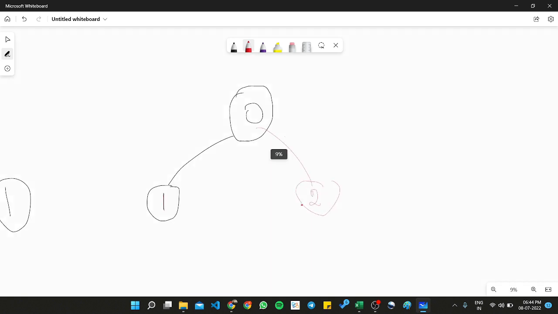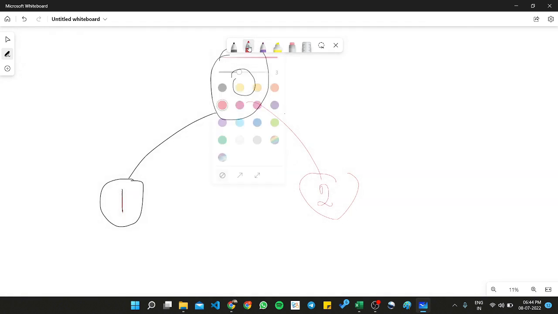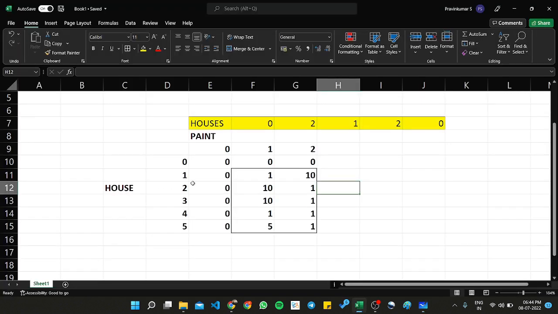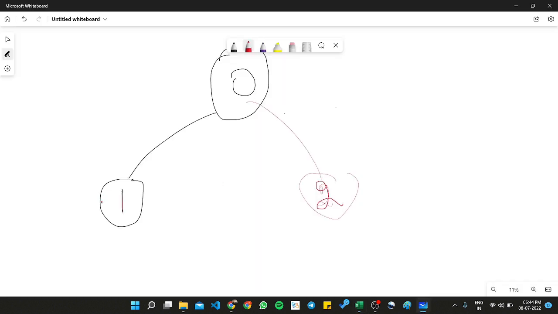If I take the first color, the cost to paint the first house with the first color is 1. The cost will be 1 plus the cost of other possibilities. From this, we want to wait on that.